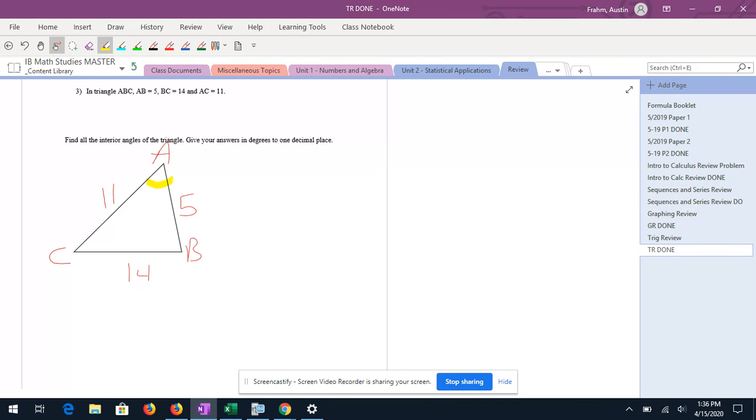This angle. Since all we are given is all 3 sides, we automatically know we have to use the law of cosines. And for angle A, the law of cosines would be cosine of A equals b squared plus c squared minus a squared divided by 2bc.